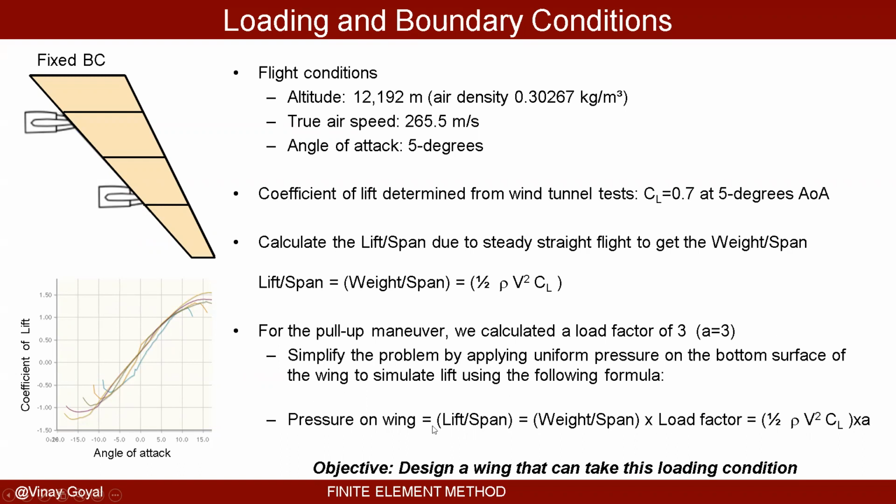The load factor was calculated as 3 for the pull-up maneuver. So I'm going to apply a pressure on the wing, and we're going to do uniform pressure, which we know is not 100% correct. But that's how we're going to go about that. And we're going to design a wing that can take this loading condition. The whole point is to show how we're going to put this into ABAQUS, how we're going to simulate the conditions, and how we're going to design the composite structure to handle these loads.